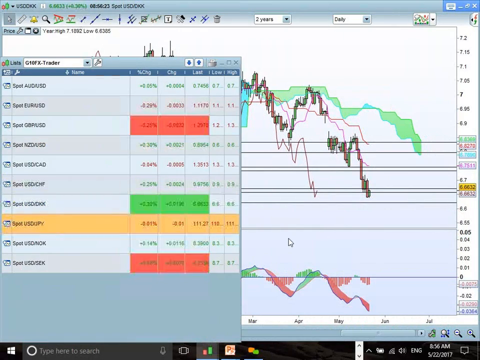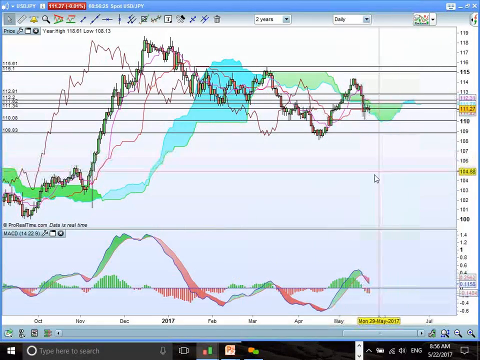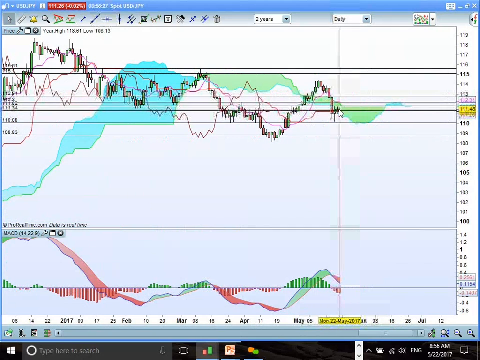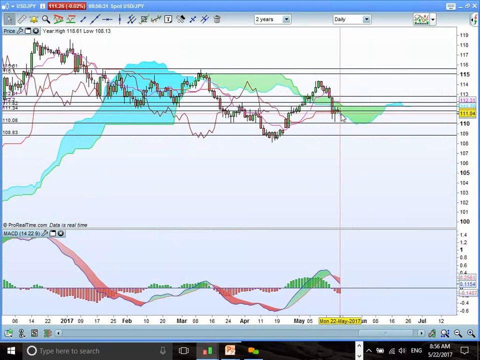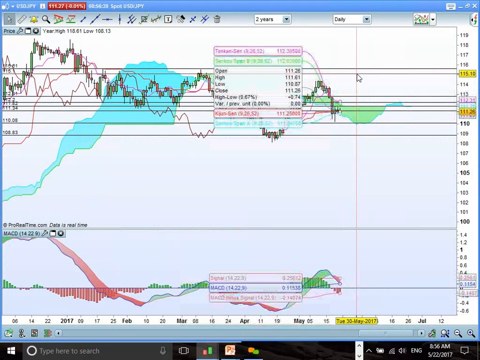Okay. US dollar yen. Also struggling to find support, currently testing the bottom end of the cloud. If it breaks through that cloud chart level, we go further short here, down to the bottom end here of this support zone. If it rebounds, we might go long there and then trade it back up to the old cloud chart resistance of 115.10.